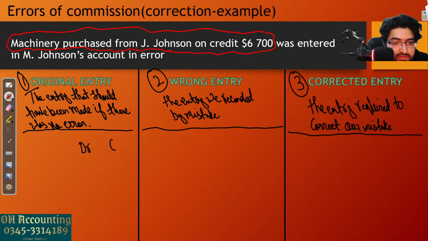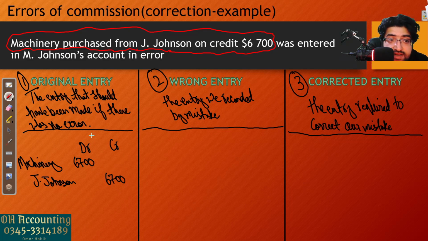Debit, credit. See, machinery purchased from J. Johnson on credit. We are purchasing a machinery, but we are not paying by cash or through our bank. We are taking it on credit from J. Johnson. So the entry should be machinery debit, because machinery is an asset. When assets increase in our business, we record them on the debit side, 6,700 debit. And then J. Johnson is providing us this asset on credit, which means we are supposed to pay him later for this. He becomes our liability of 6,700. This is the original entry that we should have made if no error was committed.